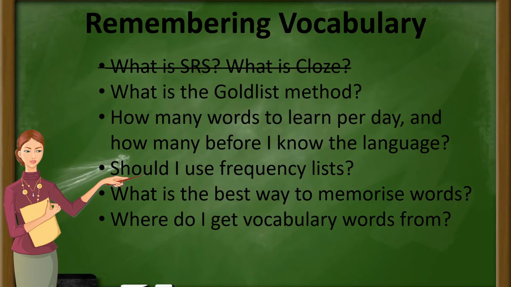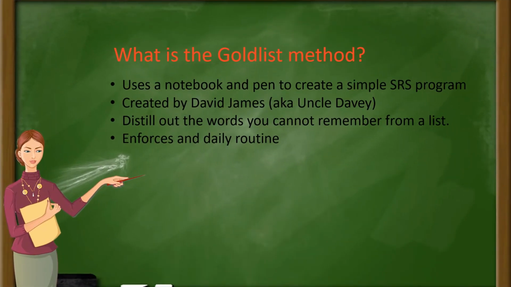So the next one on our list is, what is the gold list method? Now, the gold list method involves writing lists of words or phrases and after an interval distilling them down and then repeating the process until you remember them. Now, the author of this method is David James, known to the polyglot community as Uncle Davy. The good news is that all you need to do to start using the gold list method is have a standard school notebook and some colored pens. In effect, this method is just another spaced repetition system, but it's done manually and with longer intervals.